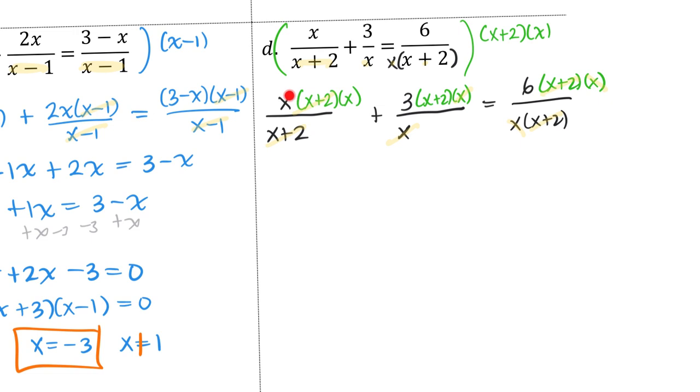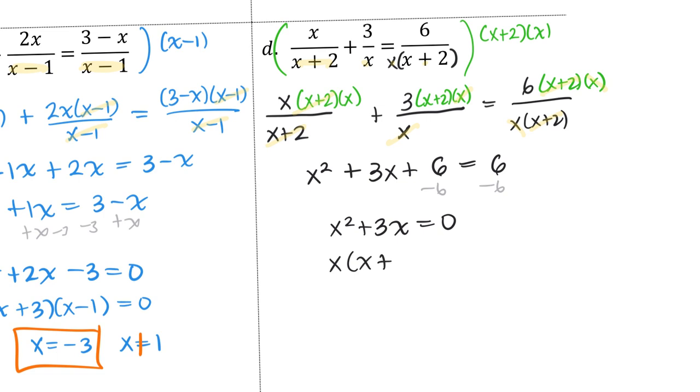For the first fraction, I have x times x, which is x to the second. For the next one, I have 3 times x plus 2, so that's 3x plus 6. For the next one, I'm left with just a 6. So let's move this 6. If I factor out an x, I get x equals 0 and x equals -3, okay?